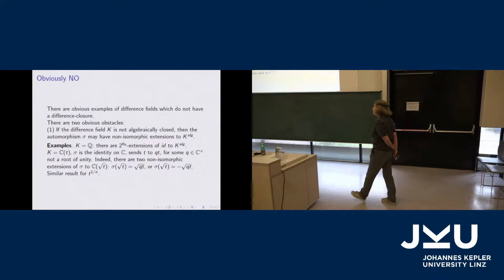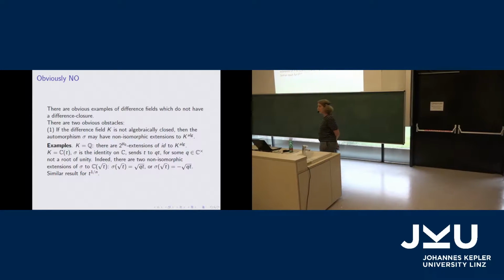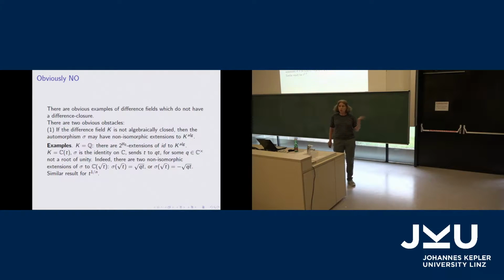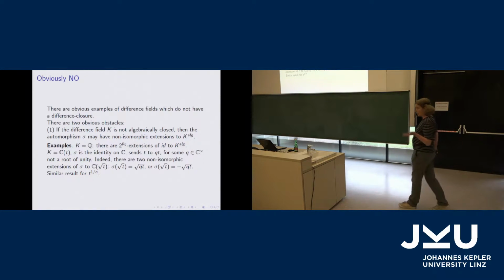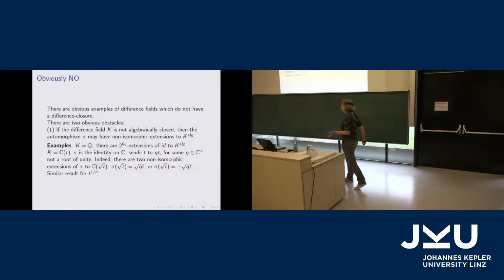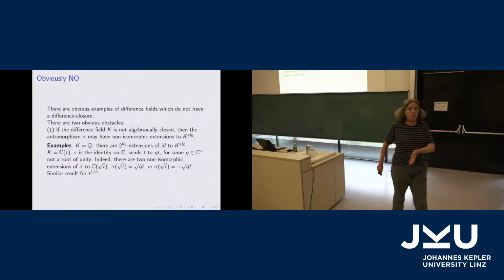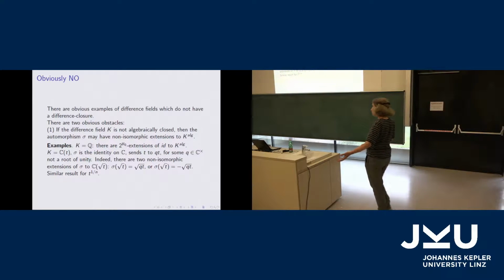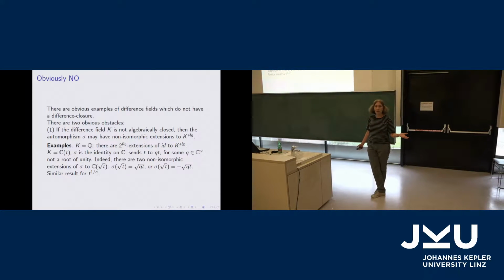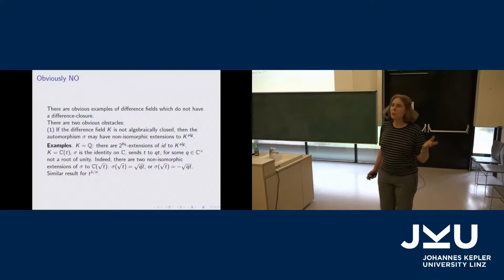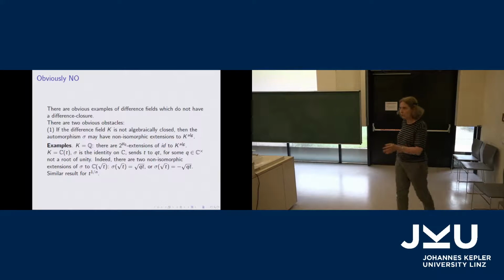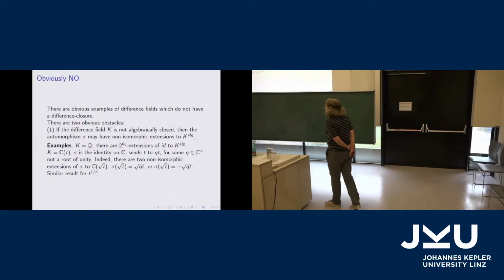The first reason is that when you have an automorphism of a field, of course, it extends to the algebraic closure, which means that any difference closed field should be algebraically closed. But it might extend in non-isomorphic ways. So the first obvious example: you start with Q, the rationals. Well, how do you define the automorphism on the algebraic closure? I may be cheating a bit here because you could consider that this is part of the invariant of your field. So let's fix sigma on the algebraic closure of Q.